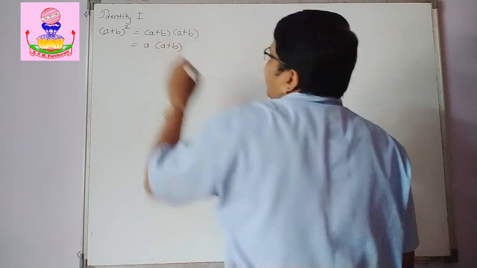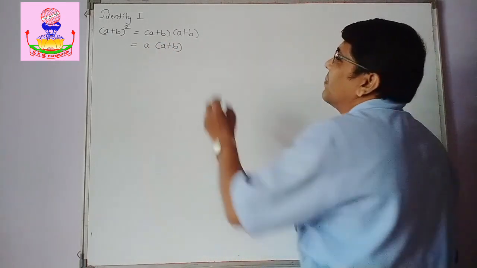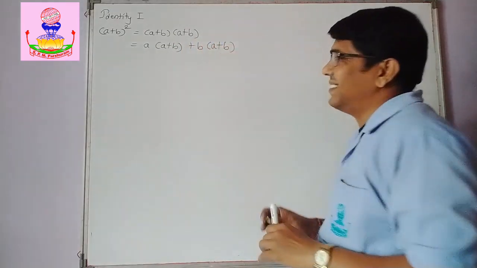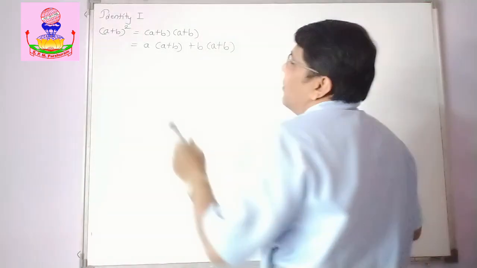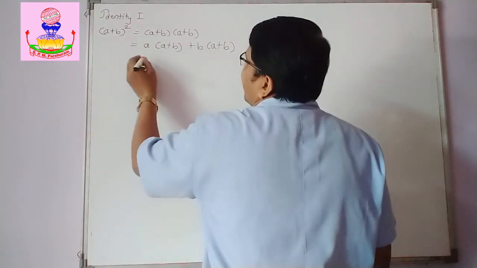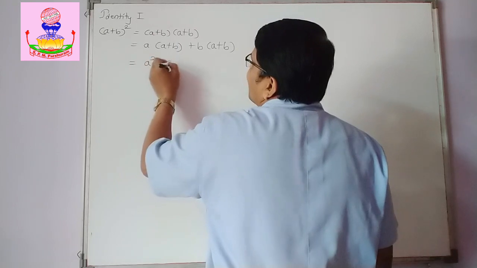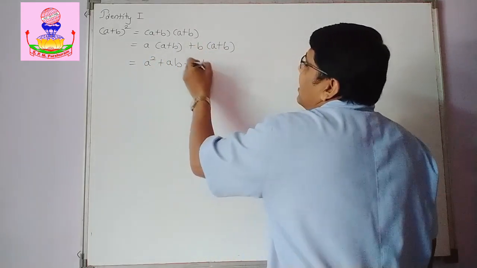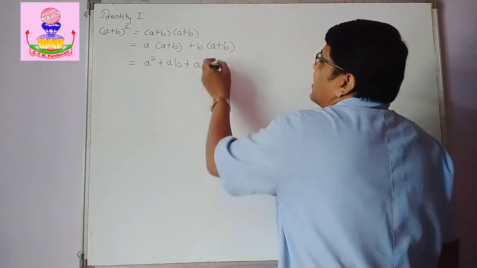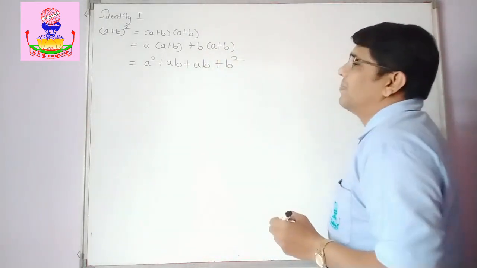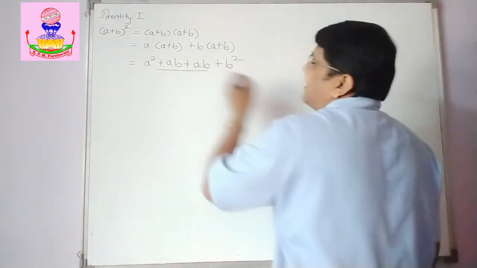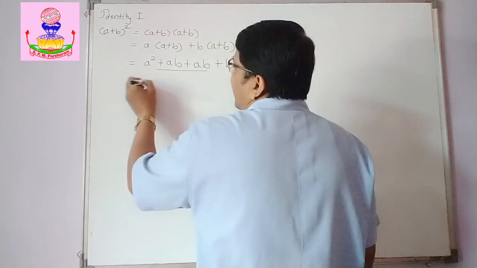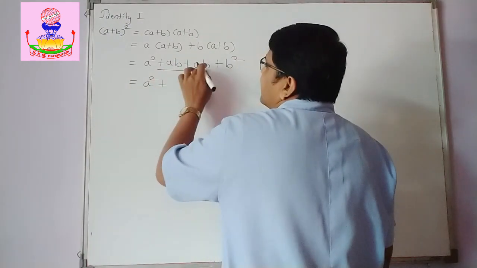So what to do? Open the bracket of the first expression and multiply the second bracket. a into (a plus b) plus b into (a plus b). Right? Now, open the brackets. a into a, a square, plus a into b, ab, plus b into a, ba or ab, plus b into b, b square. Similar terms.